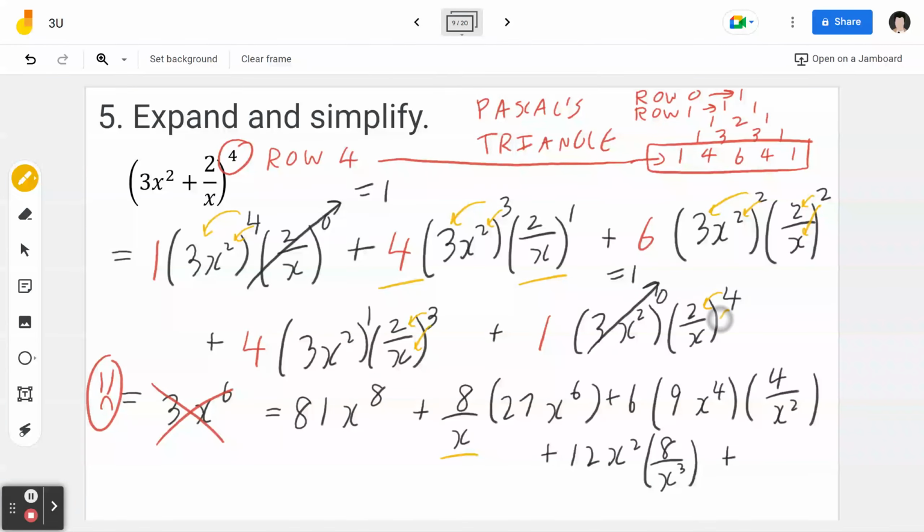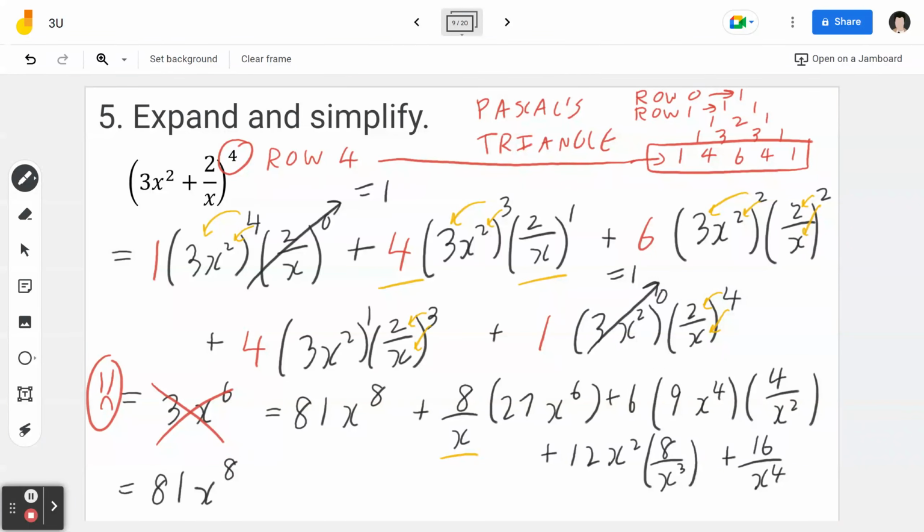Again, the 4 you apply to both the numerator and denominator. 2 to the power of 4 is going to be 16. X to the 4, just like that. Here comes the final answer. So we can copy, and maybe I'll put the arrow or the equal sign right there. So 81, x to the power of 8, you can copy.